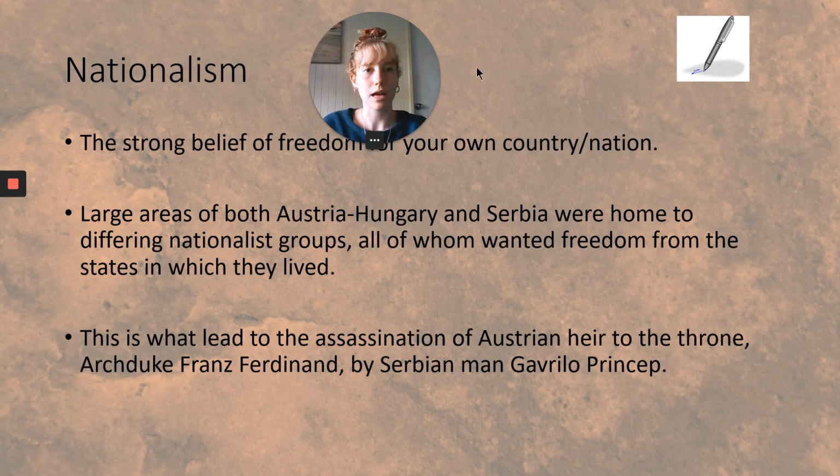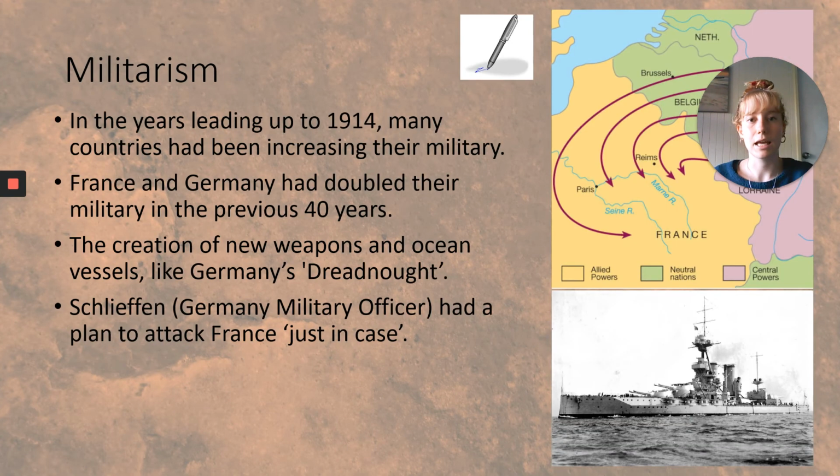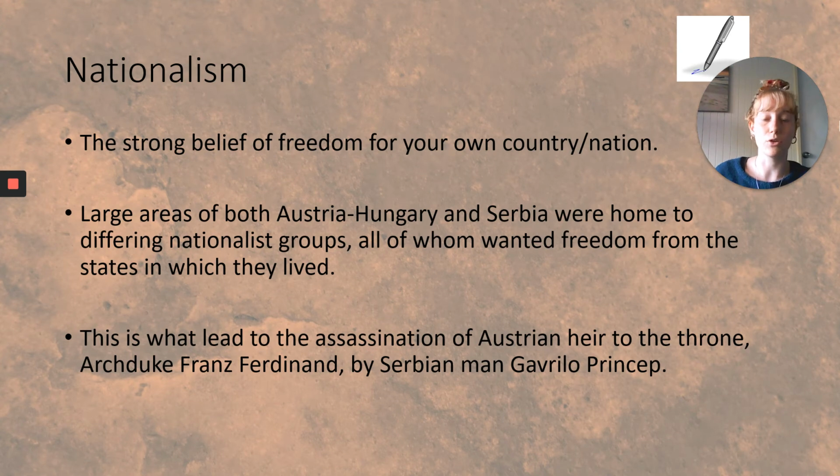One more thing, and remember we can be taking notes, is nationalism. This is the belief of freedom for your own country or nation. This was a really big thing, especially here, because you've got countries spreading out and going to new land and saying, this is mine now. And the people that live there are saying, no, it's not yours at all. And that was even happening within Europe when there was conflict. So large areas of both Austria-Hungary and Serbia were home to nationalist groups, and they were protesting or wanting to protest to argue to have their own freedom. And this particular issue is what led to the assassination of Archduke Franz Ferdinand.